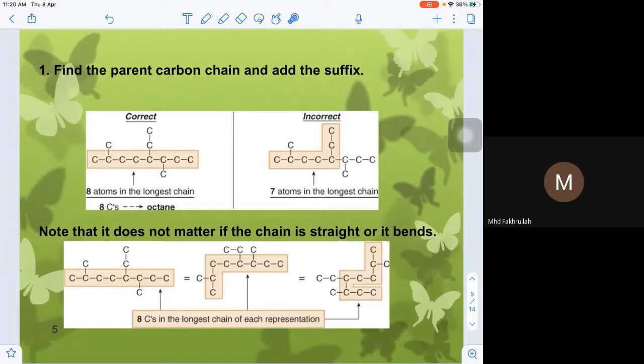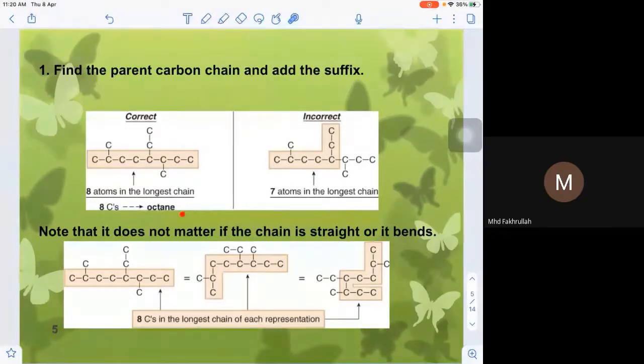Okay, so the first step to give a name to the molecule is to find the parent name. To find the parent name, we have to identify the longest unbranched carbon chain that is continuous. In this case, we take this as a parent: 1, 2, 3, 4, 5, 6, 7, 8. Okay, so either this is the parent chain or we try other possibilities. If we go this way, 1, 2, 3, 4, 5, 6, 7 only. So confirm that this is the correct parent chain. So 8 means that the parent name will be octane.